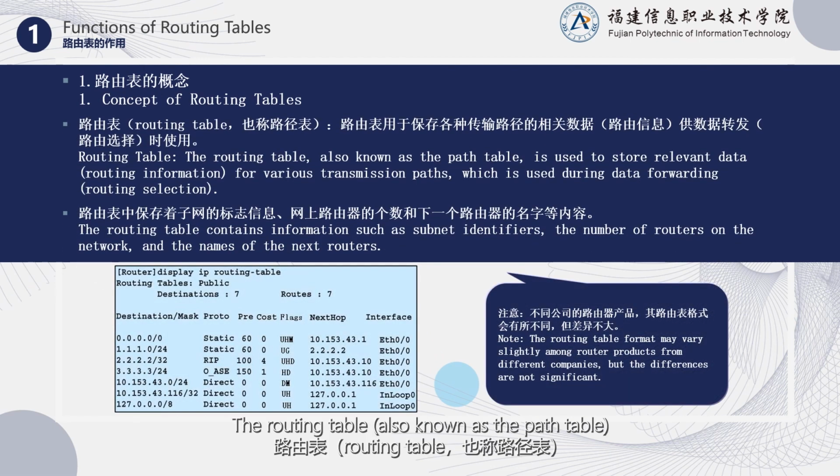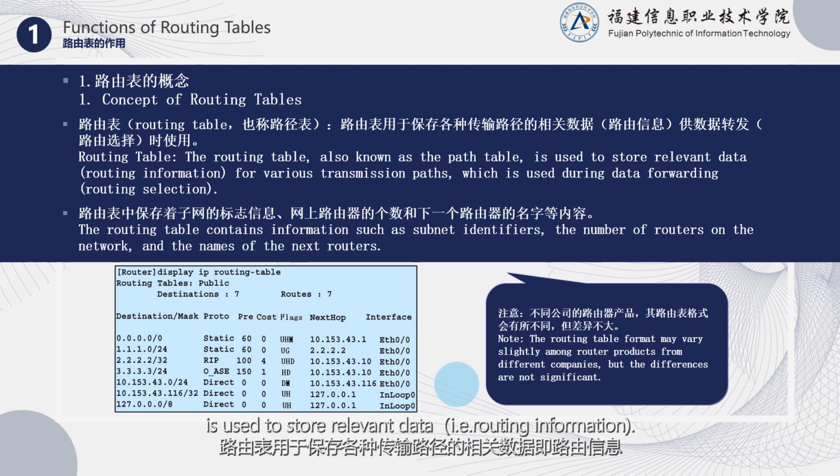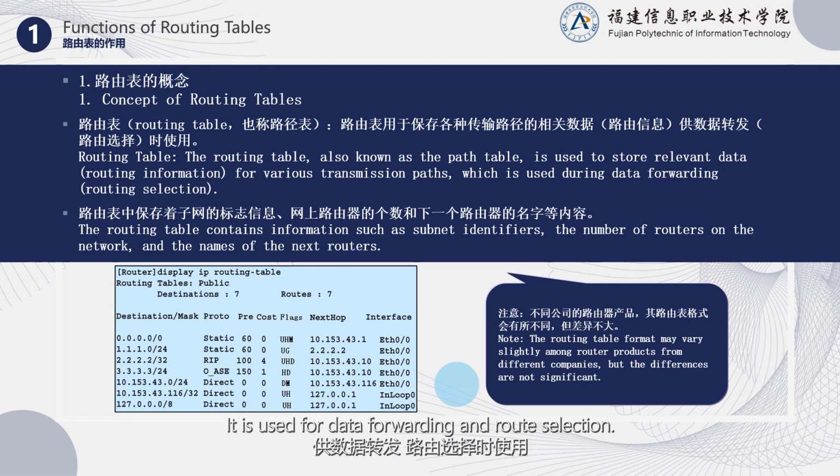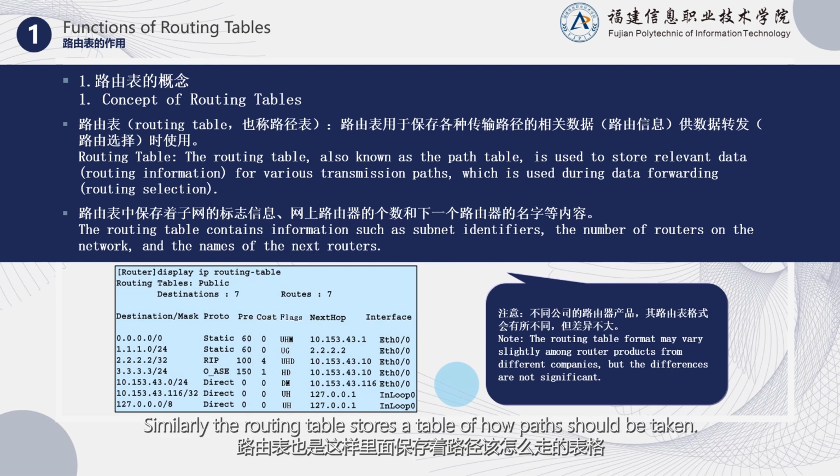The routing table, also known as the path table, is used to store relevant data, in other words, routing information. It is used for data forwarding and route selection. The routing table contains information such as subnet flags, the number of routers on the network, and the names of the next routers. As an analogy to real-life navigation systems, the routing table is like a navigation system on a map. It tells us how to get from point A to point B. Similarly, the routing table stores a table of how paths should be taken.